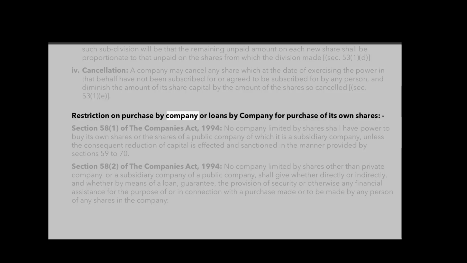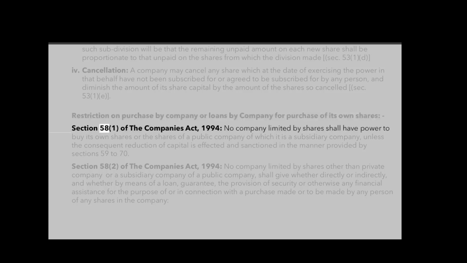Restriction on purchase by company or loans by company for purchase of its own shares. Section 58, 1, of the Companies Act, 1994. No company limited by shares shall have power to buy its own shares or the shares of a public company of which it is a subsidiary company, unless the consequent reduction of capital is effected and sanctioned in the manner provided by Sections 59 to 70.